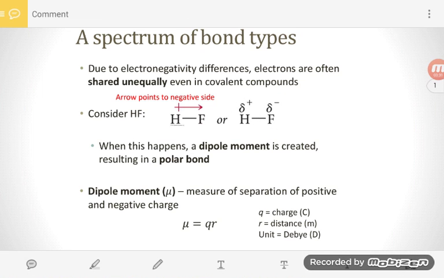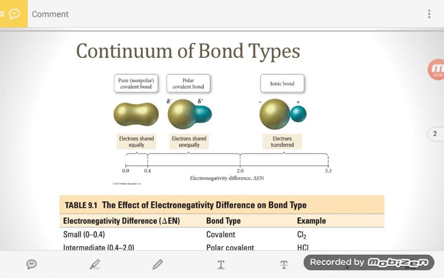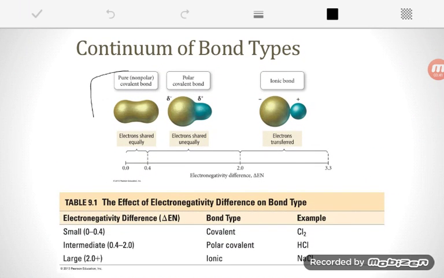So now we see that it's not as simple as just covalent versus ionic bonds. Instead, we have kind of a continuum here. Down here is what we call a pure covalent bond. This would be if electrons were shared perfectly equally between your two atoms. And on this side, we have the ionic bond where the electron is transferred, and so you have two ions, a positive and a negative.